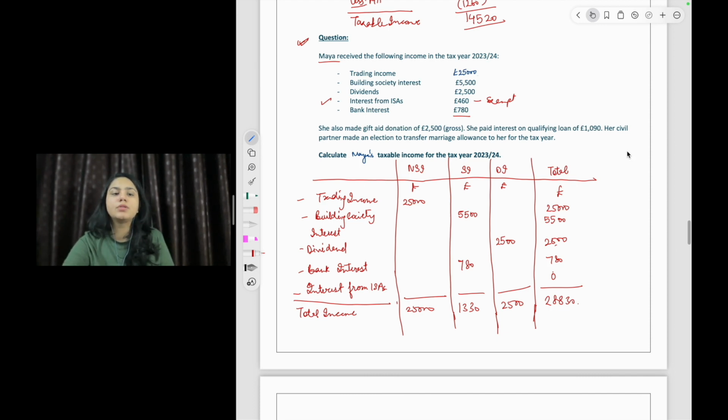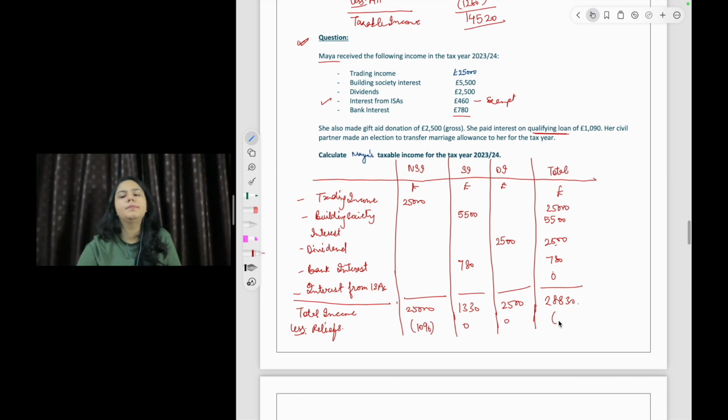Now, as Maya is a basic rate taxpayer and we assume that her civil partner is also a basic rate taxpayer, she will be eligible for a marriage allowance. But before that, let's subtract reliefs. Here our relief is interest on qualifying loan, right? Reliefs are first subtracted from our non-saving income, so all of it will be consumed by non-saving income. After reliefs, I get my net income. Net income here is going to be 25,000 minus 1,090, which is 23,910.